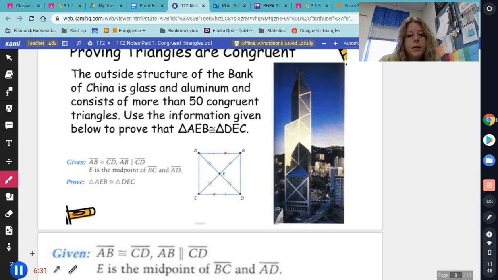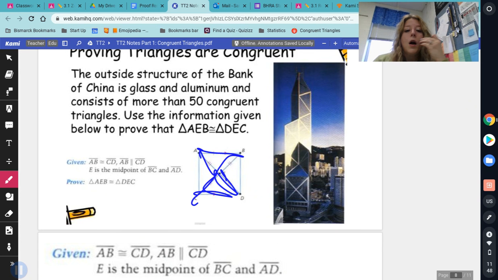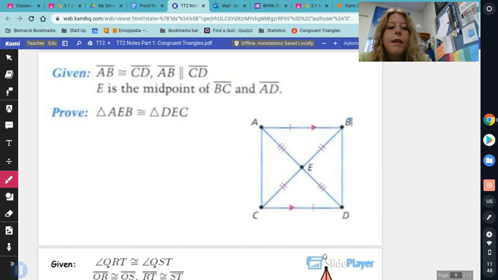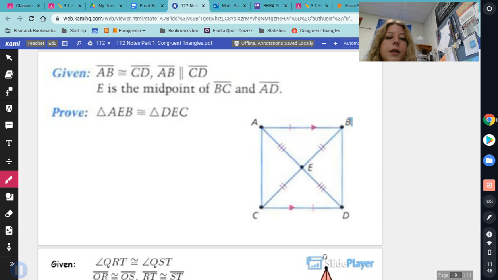Okay, last one. We've got this real world example. We've got a building that's full of these congruent triangles, and we're going to show that the two triangles from the top and the bottom are congruent. Okay. I don't have a step-by-step here, so we're going to actually do it. So we're going to start with the given. AB is congruent to CD, so that gets us our two sides, right there and right there.